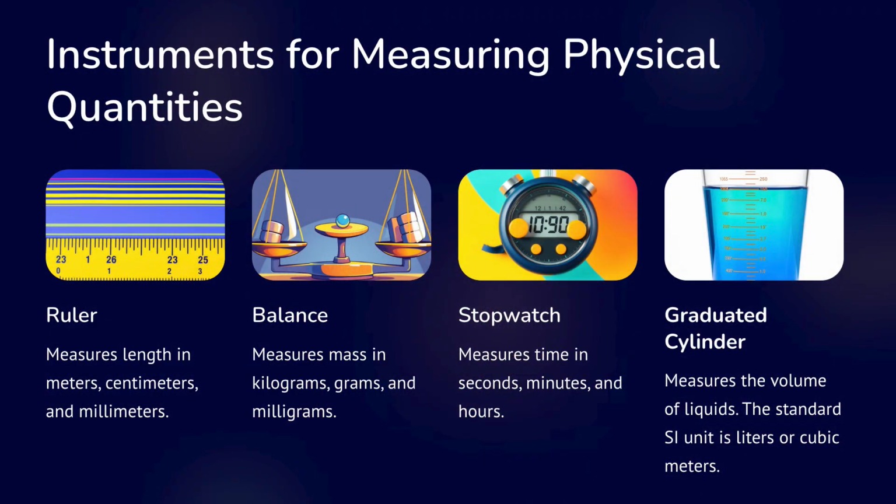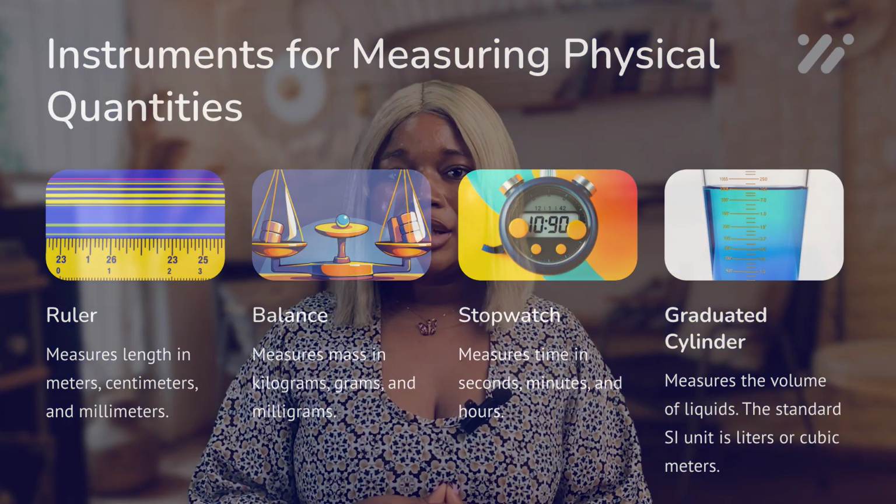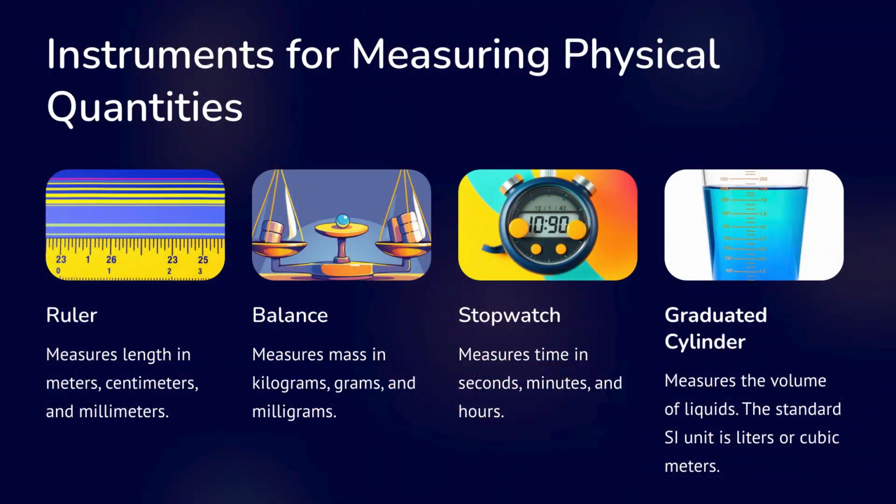Now, let's talk about some of the most common instruments used to measure physical quantities. First, rulers and measuring tapes. Rulers and measuring tapes are used to measure length or distance. The SI unit is meters. Balance. A balance is used to measure mass. The standard SI unit is kilograms.